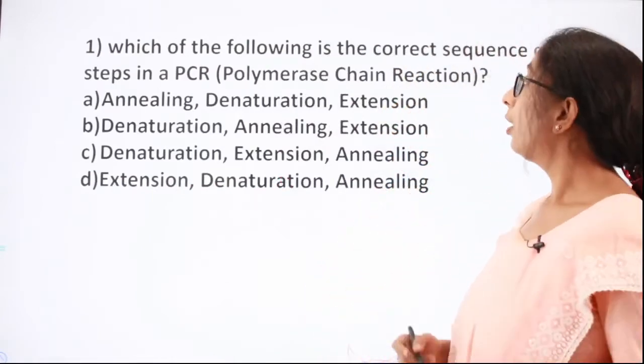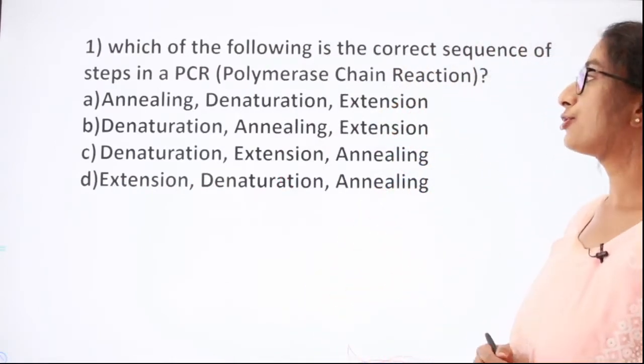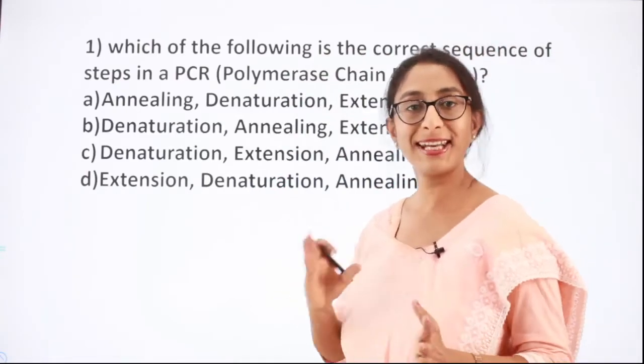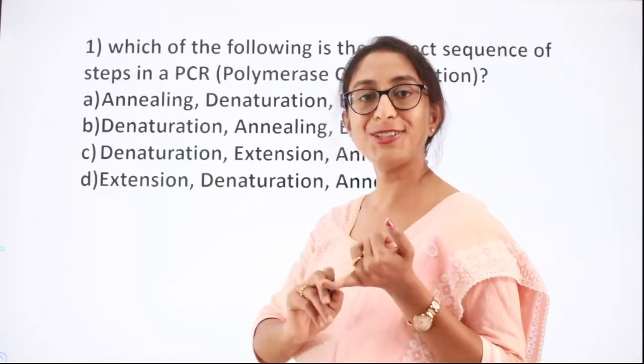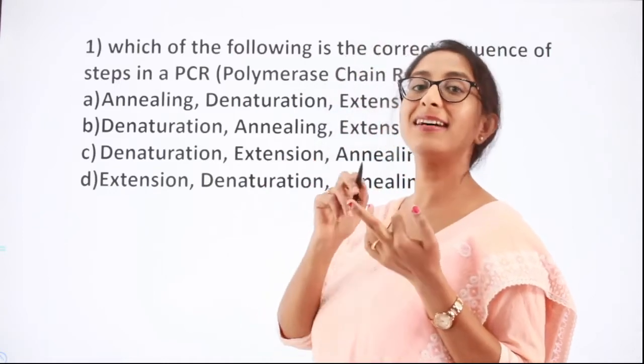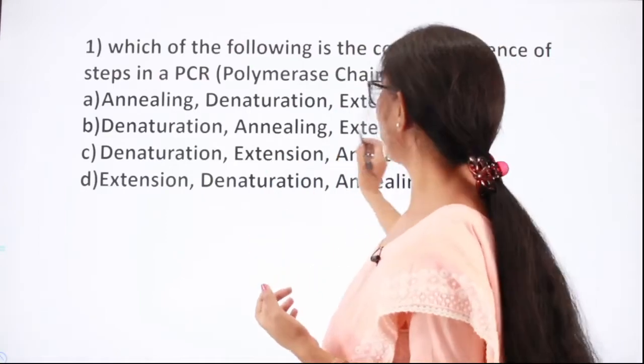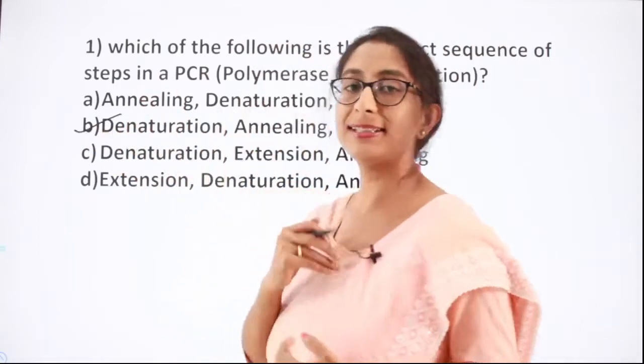First question. Which of the following is the correct sequence of steps in a polymerase chain reaction? So we know what the correct order is, isn't it? First one is denaturation, second one is annealing, and third one is extension or polymerization. So where do we have that option here? It is B. So B is the right option.